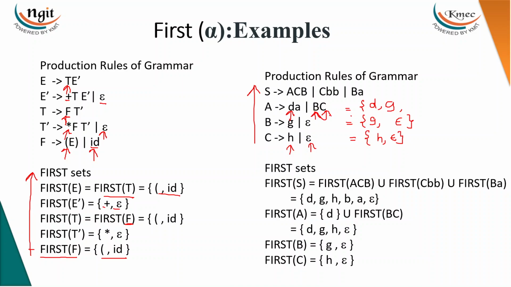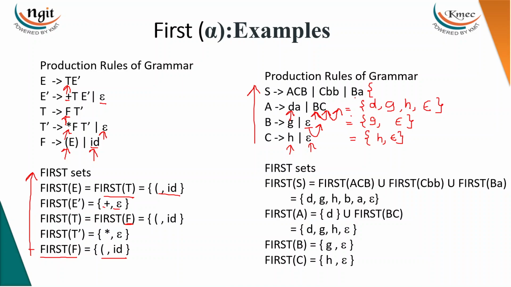So what is the first of C? H comma epsilon. Epsilon means again you have to go to the next symbol. As we don't have any symbol, then you have to take it. Guys, epsilon is a key to go to the next symbol. So whenever you get epsilon, go to the next symbol. If there is none, then you take it. If you didn't understand, just go for the next one.